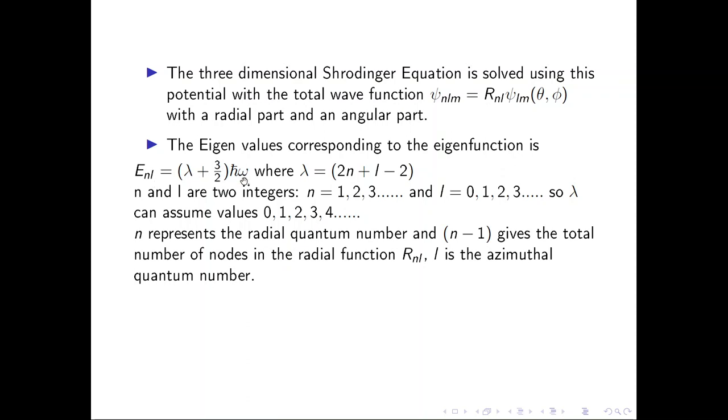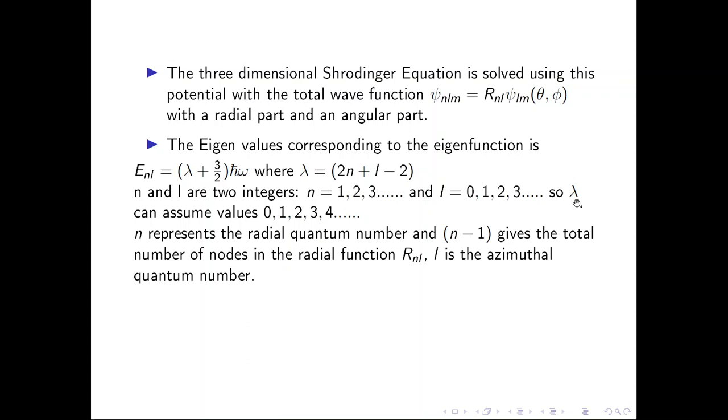E_nL = (λ + 3/2) ħω, where λ is equal to 2(n − 1) + L. Here n is the principal quantum number, L is the angular momentum quantum number. The values of n can go from 1, 2, 3, etc., and the values of L can go from 0, 1, up to L = n − 1. So L goes from 0, 1, 2, 3 and so on.